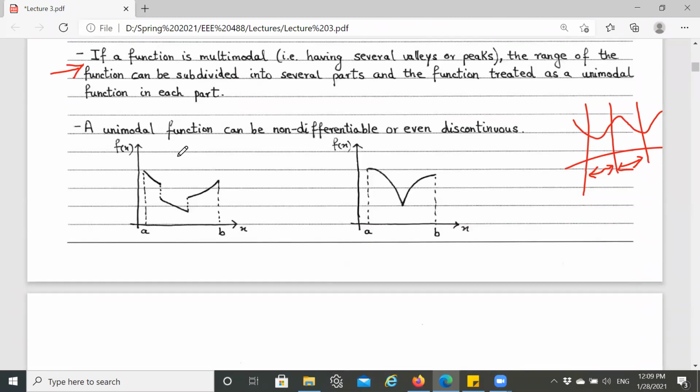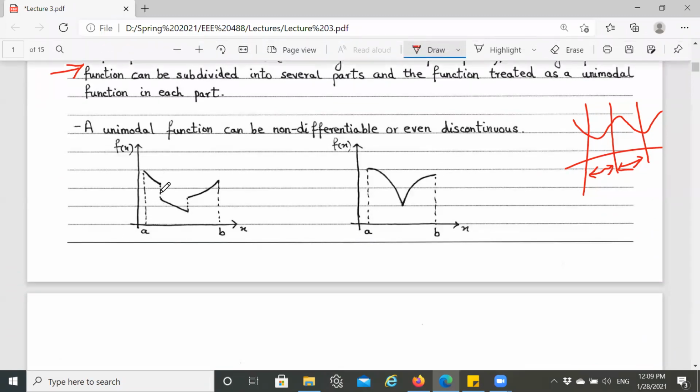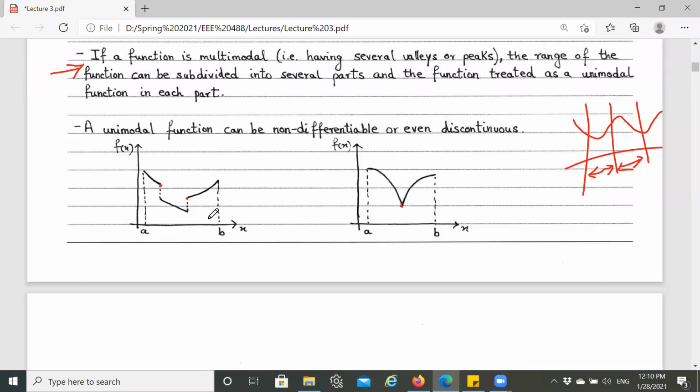So the unimodal function can also be a non-differentiable or even a discontinuous function. For example, you see that this is not differentiable at this point, right? I'm sorry, it's non-differentiable at this point and it's non-continuous at these 2 points, right? So even in this case, we can still define a unimodal function. So in this function, this point would be the minimum. And in this function, this point would be the minimum value, okay?